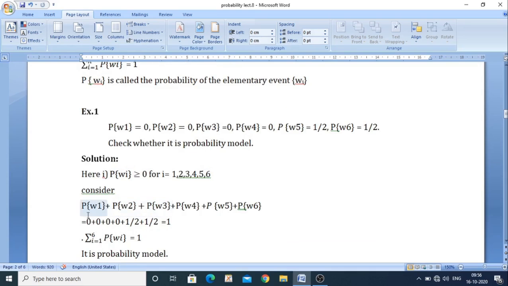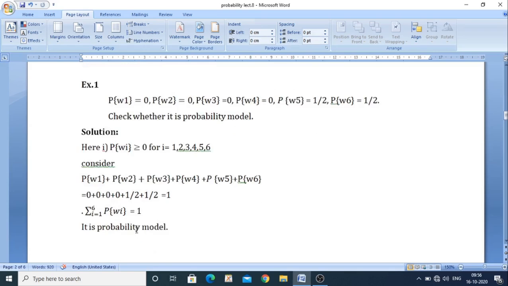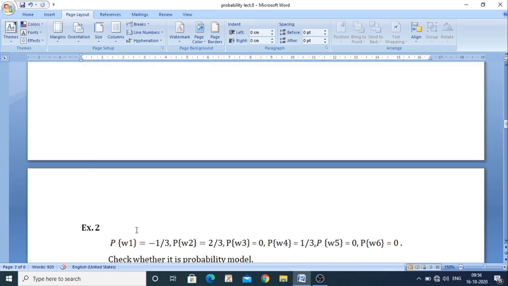Now consider the sum of all the probabilities. So p of omega 1 plus p of omega 2 plus p of omega 3 plus p of omega 4 plus p of omega 5 plus p of omega 6. Now substitute the values and take the addition. The addition comes to be 1. So the sum of all the probabilities is equal to 1. Both the conditions are satisfied, and therefore it is a probability model.